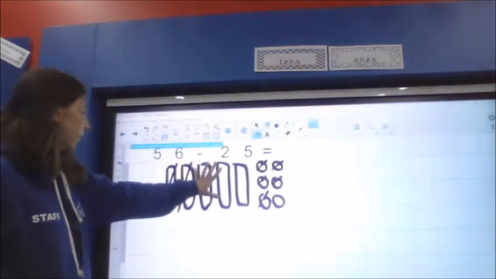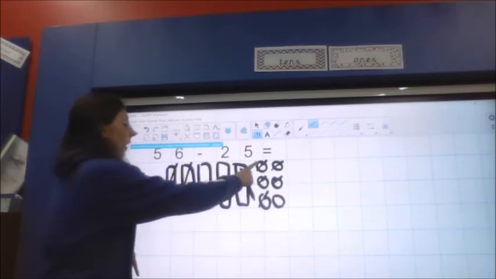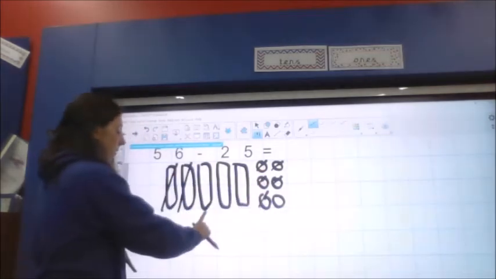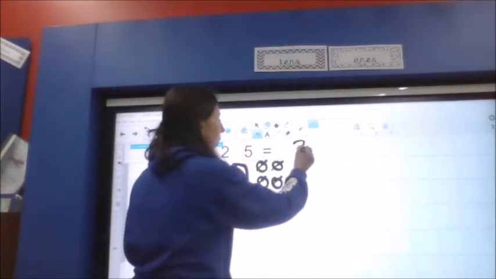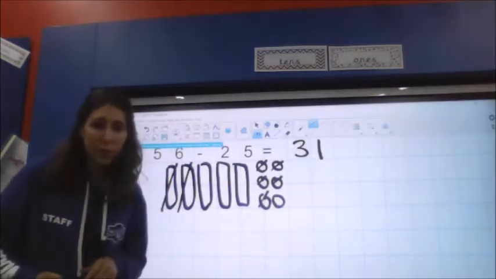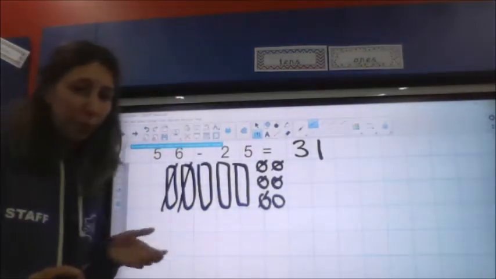So I started with 56. I need to take away 2 tens and I need to take away 5 ones. So I've got 10, 20, 30, 31. Okay, left over. So that's another way that you could work it out.